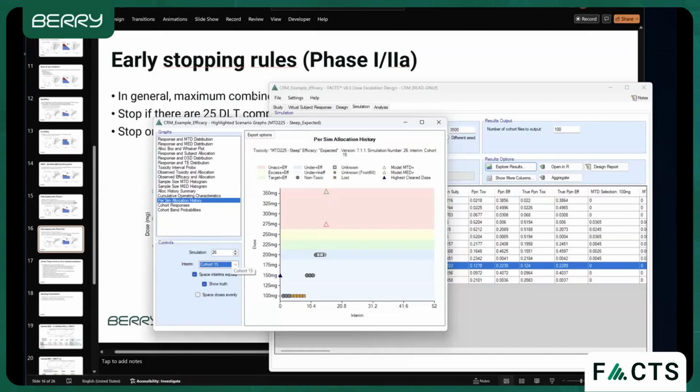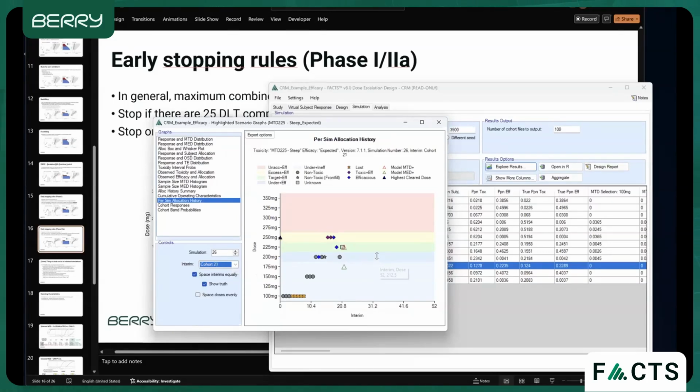Here you can see this patient got a star, which means this was a front fill patient, as I mentioned previously. And you can also see how the accumulating data translates into model estimates of MTD and MED. Those are the red triangle and the green triangle. So you can really go through this and understand in depth what is happening and why it's assigning patients to the doses it's assigning patients.